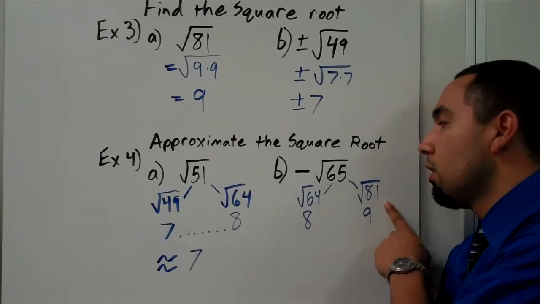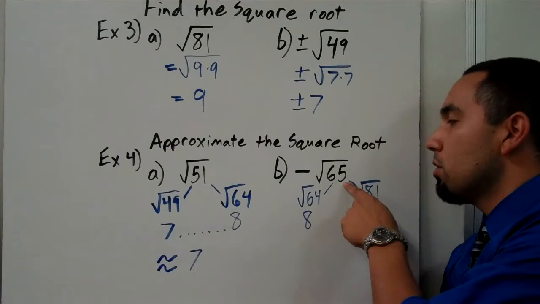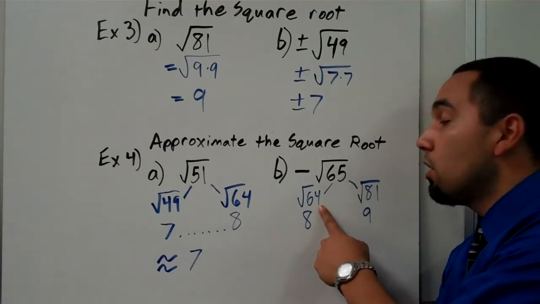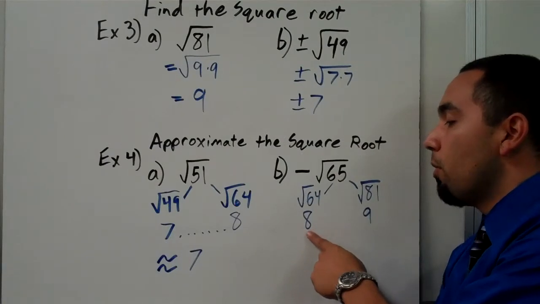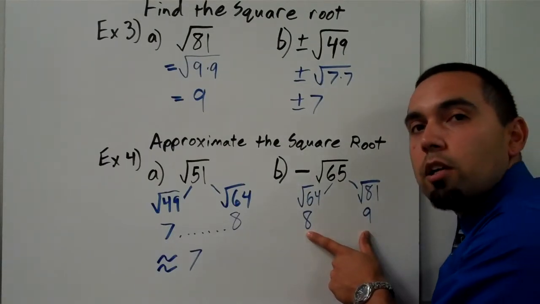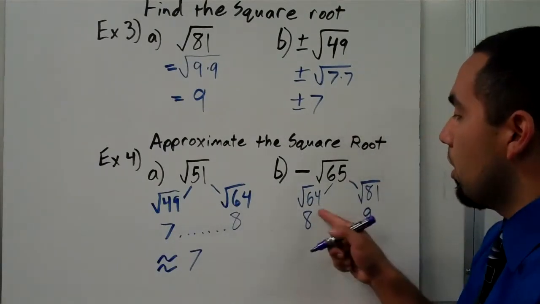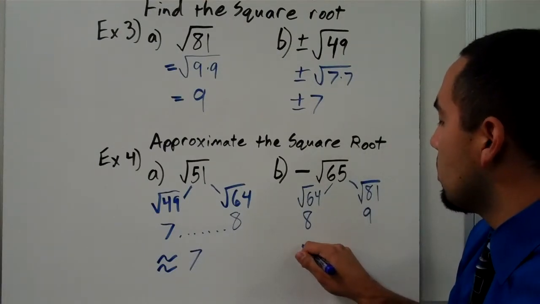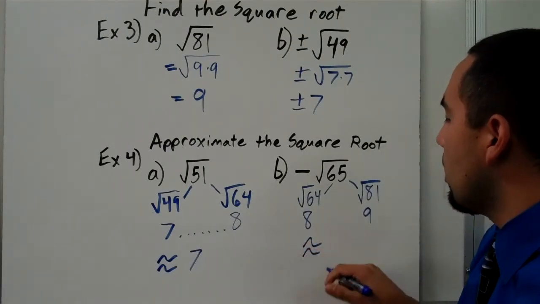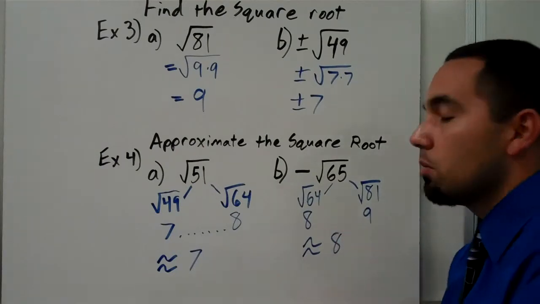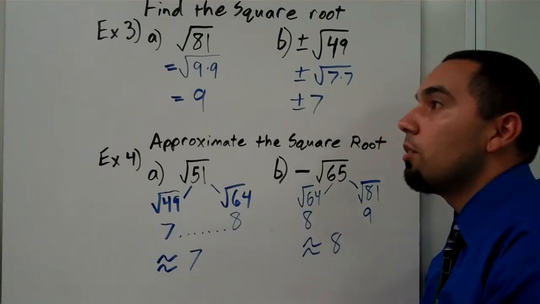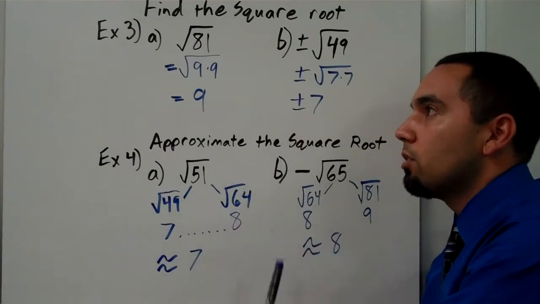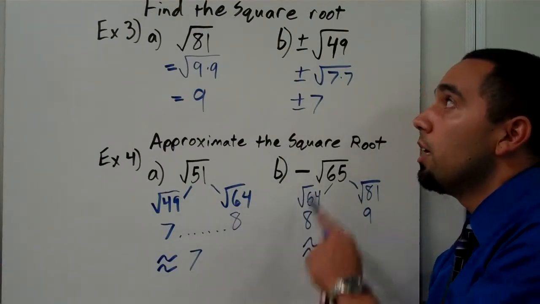So the square root of 65 is somewhere between the square root of 64 and the square root of 81. Again, I look at my numbers. 65 is a lot closer to 64 than it is to 81. So do I want to approximate it as 8 or do I want to approximate it as 9? Well, it's a lot closer to the square root of 64, which means I want to say that it is approximately 8.